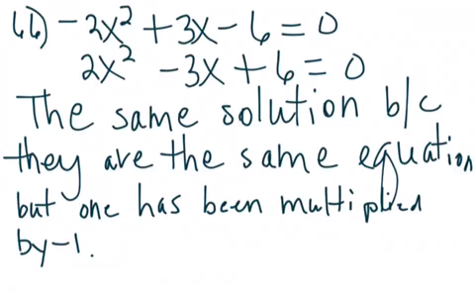The 66 says to explain why the following equations, meaning these 2 equations, have the same solution set, which would mean answers. It also says to not solve. They have the same solution because they are the same equation, except one of them has been multiplied by a -1, because the first one is -2, +2, +3, -3, -6, +6, and so on down the line.